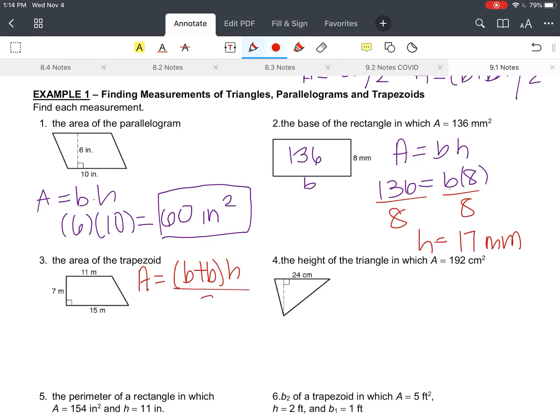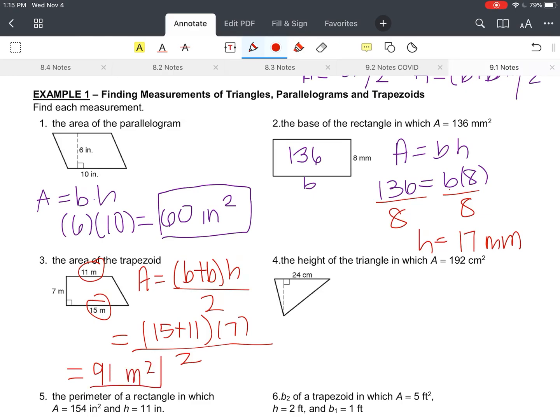Number 3, we have a trapezoid. For the trapezoid formula, I'm just going to write it the easier way: base plus base times height divided by 2. And now we just fill it in. My 2 bases are parallel, so in this case, it's going to be 15 and 11 for my bases. So 15 plus 11 for my bases. My height is 7. And I'm dividing by 2. 15 plus 11 divided by 2 times 7. Putting that all in, I'm going to get that it's 91 meters squared. Remember, it's area, meters times meters.